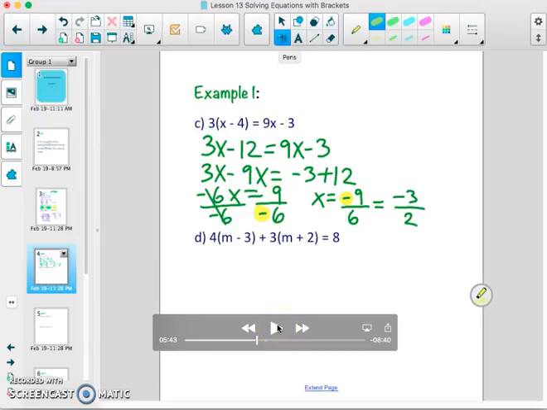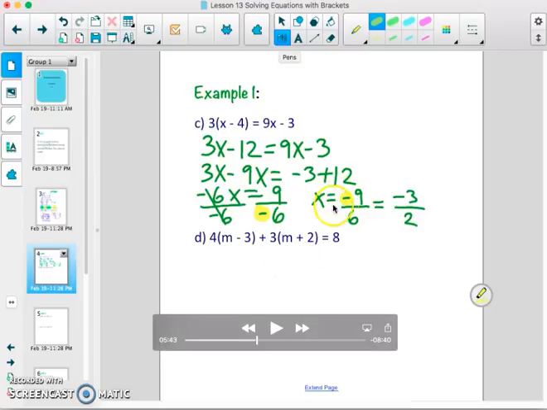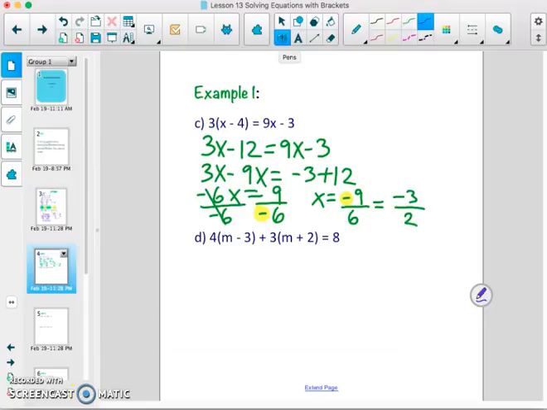But form-wise, on your test, you would write the negative at the top for your final answer. It just makes things a little bit cleaner, but it does mean the same thing to have that at the bottom and the top. I also just want to take a minute to show you, in relation to our very first lesson in this unit, what we're really doing here.